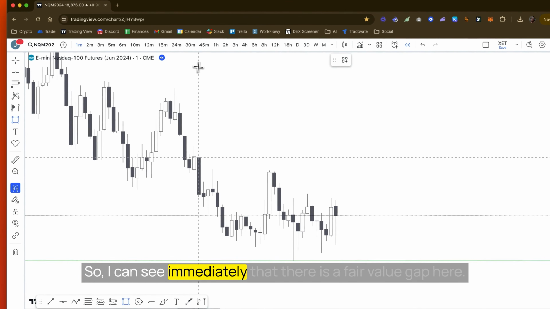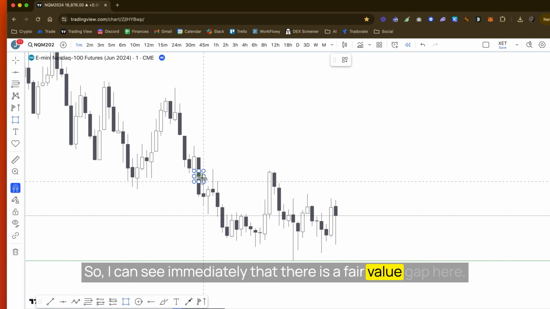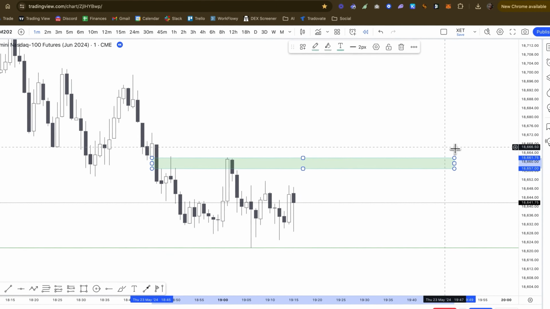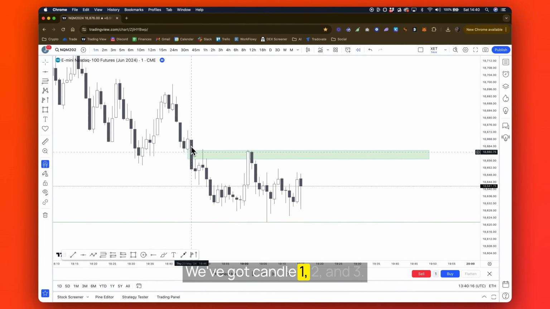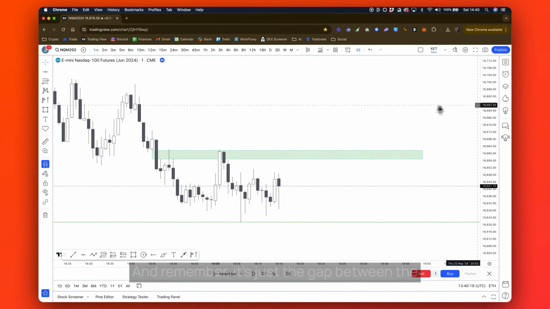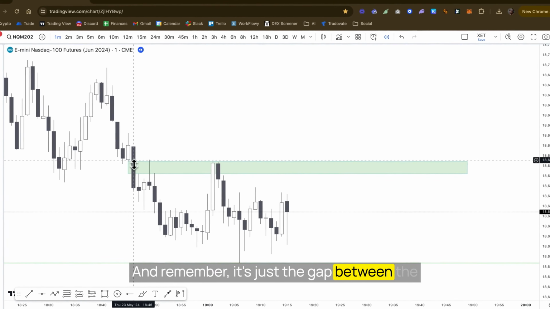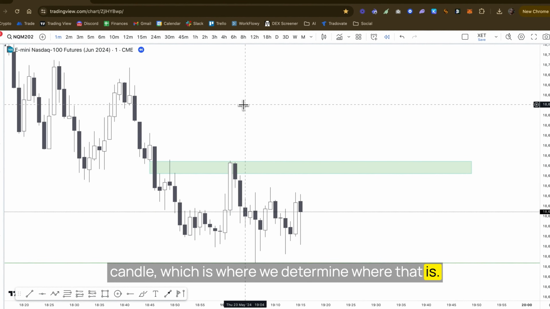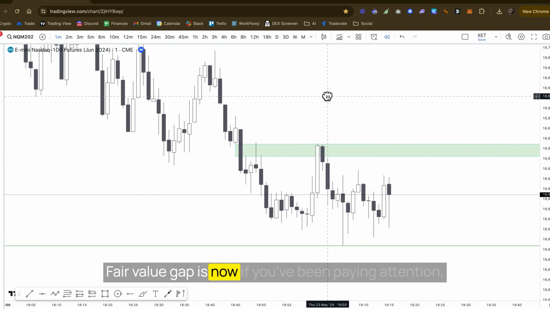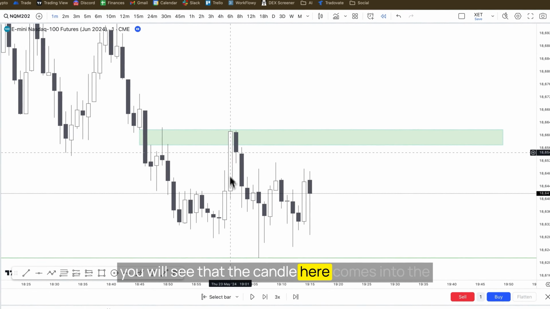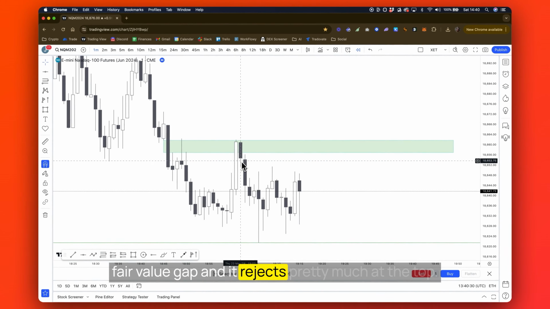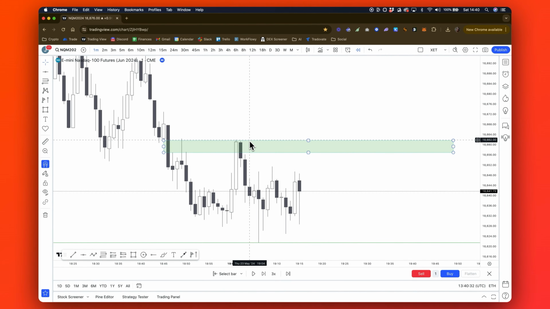So I can see immediately that there is a fair value gap here. Okay, so there's a nice fair value gap there. We've got candle 1, 2, and 3. And remember, it's just the gap between the candles which is where we determine where that fair value gap is. Now, if you've been paying attention, you will see that the candle here comes into the fair value gap and it rejects pretty much at the top.